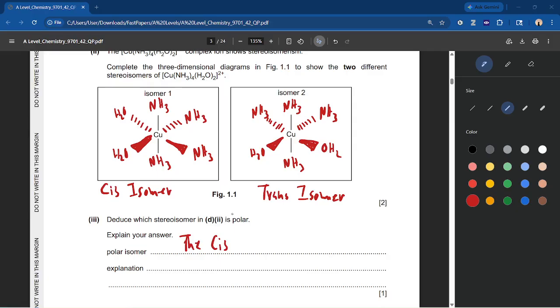And we're going to mention that the dipoles don't cancel. Oh, sorry, so that's going to be over there. Cis isomer. The dipoles don't cancel. Oh, very simple.